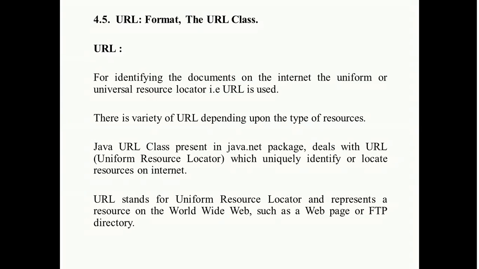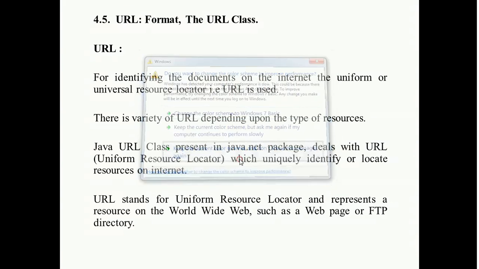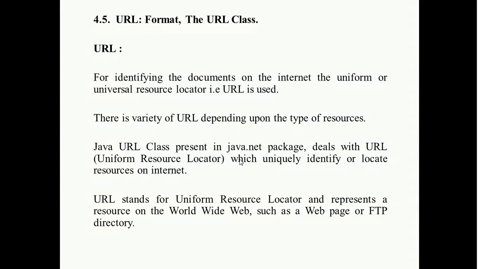URL stands for Uniform Resource Locator and it represents resources on the World Wide Web such as web pages or an FTP directory. The class URL represents the Uniform Resource Locator, and it is a pointer that refers to the resources on the World Wide Web. And the resource is nothing but a file or a directory, or it can be a reference to a query to the database or the search engine.